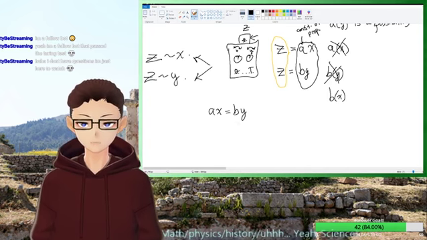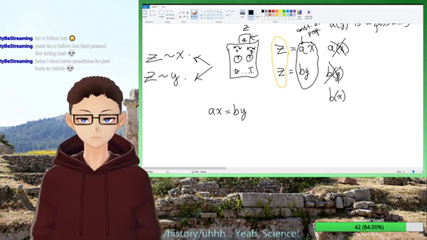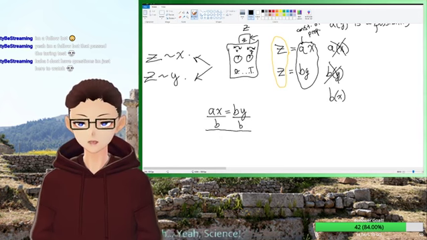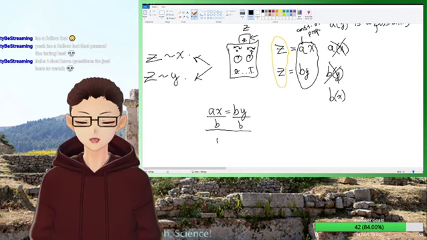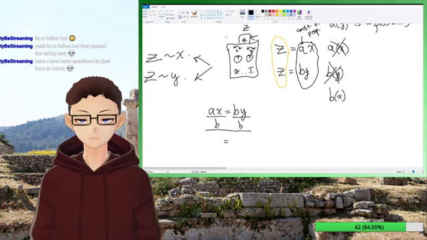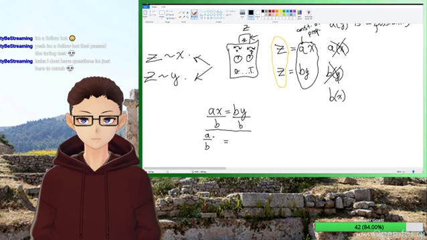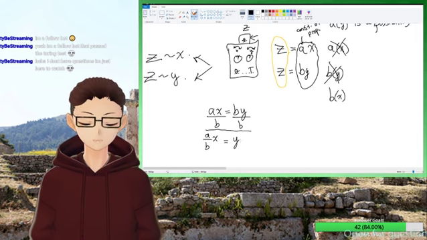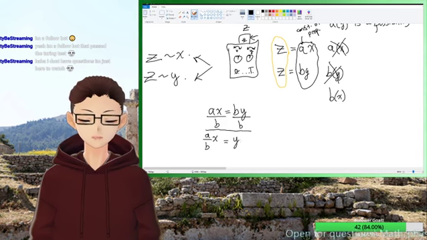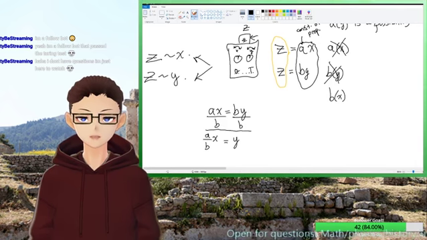Now here's something that I'm going to do. I'm going to divide both sides of this brand new equation by b. So here we go. Also, I'm going to have the y sitting by itself. Actually, no, I'm not going to do that. Okay, so I have a over b x equals y. Here's a really important thing. Oh, I wasn't supposed to divide by b.